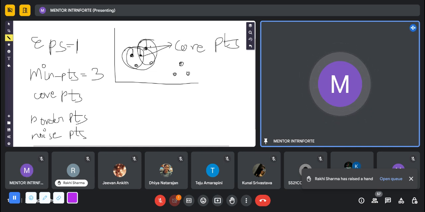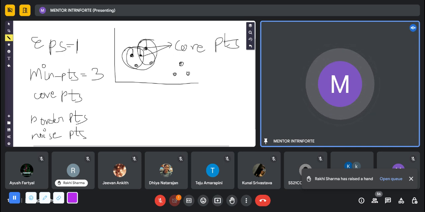It started with 1 random point, and it is expanding its surface area of core points, the number of core points. It will keep on expanding. This is how core points expand in DBSCAN. This is the first logic, the first concept of DBSCAN.